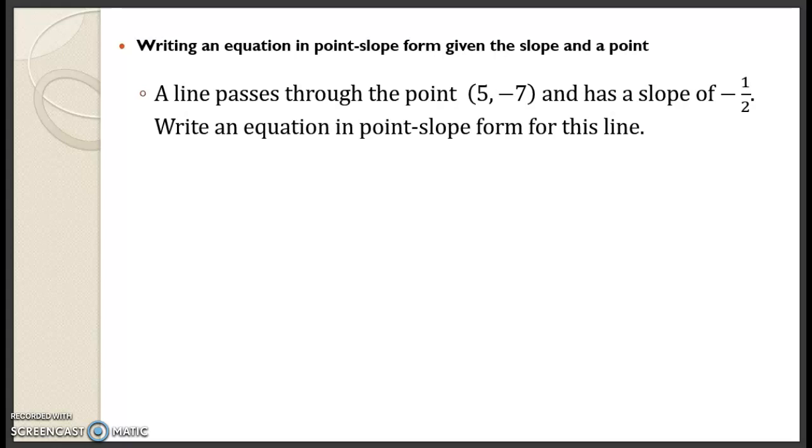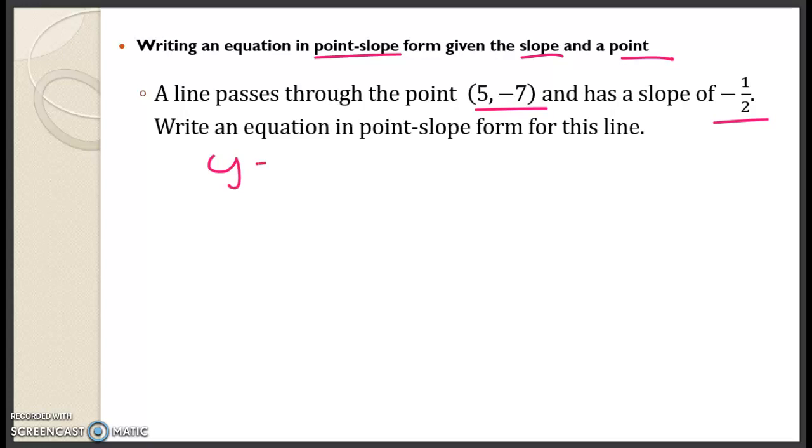Hey everybody, this video is going to talk about writing an equation in point-slope form given the slope and a point. For this topic, it's fairly simple because we're told to write an equation in point-slope form given a point and a slope. So a line passes through the point (5, -7) and has a slope of -1/2. Write an equation in point-slope form for this line.